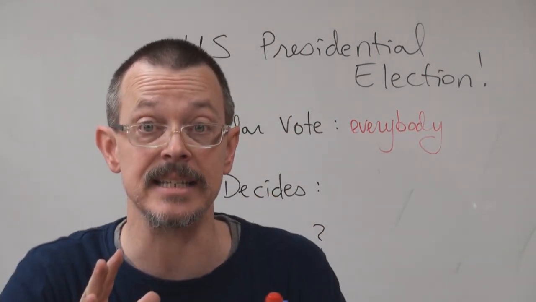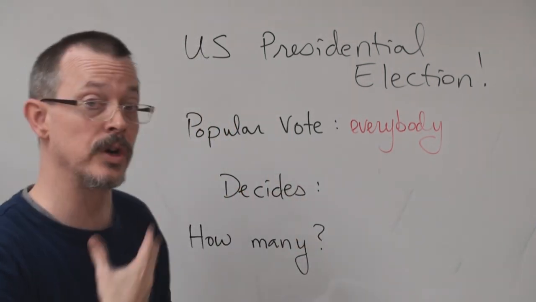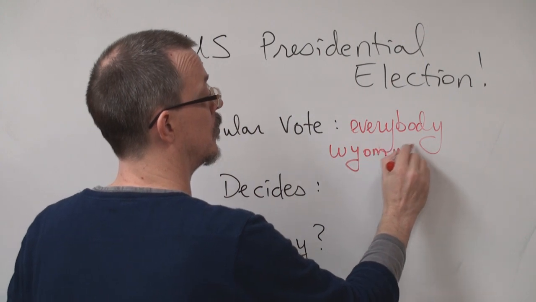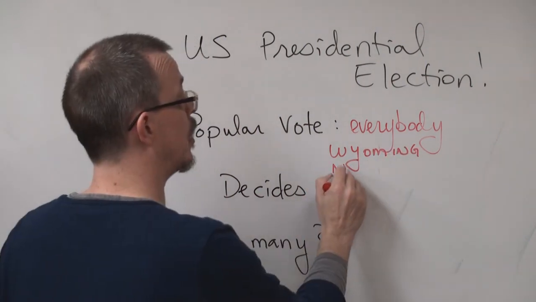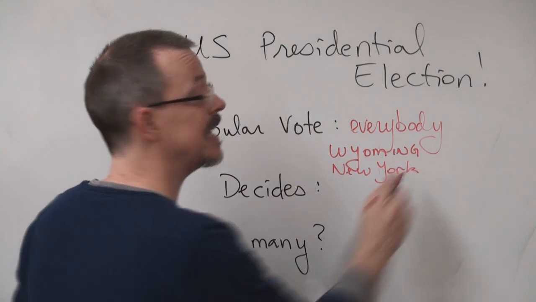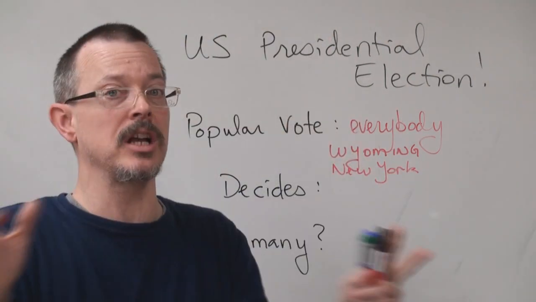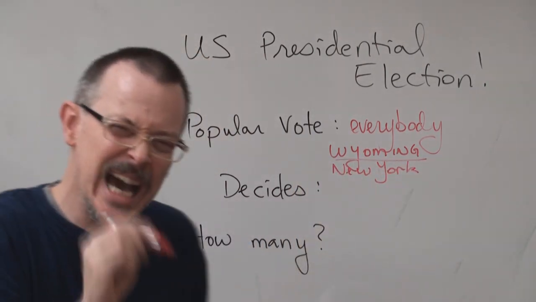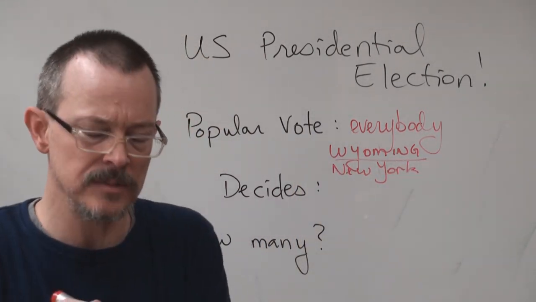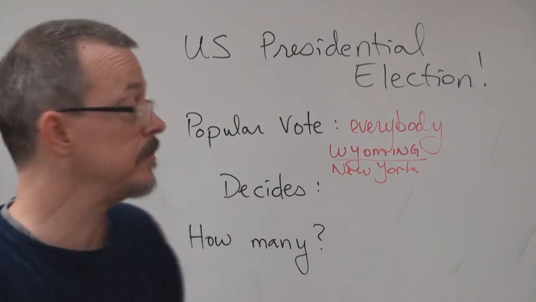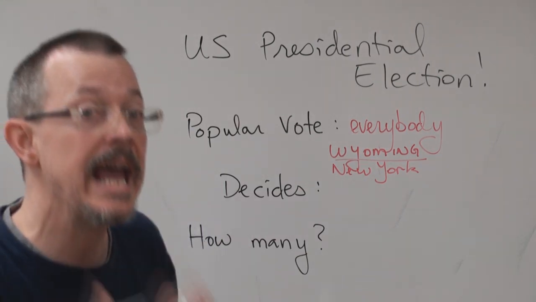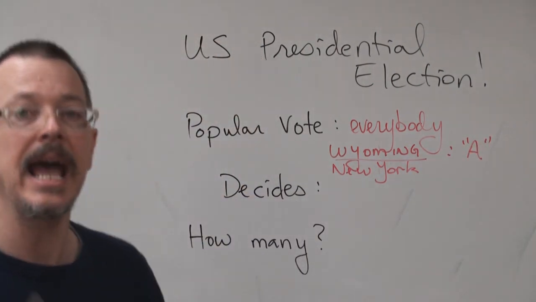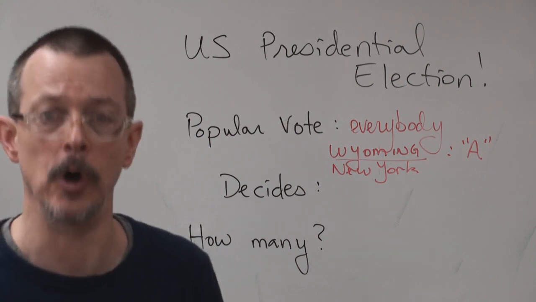Then the state, just the state. For example, the state of Wyoming or the state of New York. Everything is separate. It's not America, it's statewide. So in the state of Wyoming, they count all of the votes and they discover, oh, A won. The winner is A. A has the most votes.